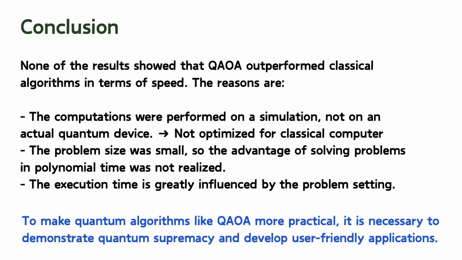In conclusion, the experimental results showed that the QAOA simulation could not outperform classical solvers. 3 reasons were identified for this. First, since QAOA was simulated on a classical computer, it couldn't leverage the advantages of solving NP-hard problems in polynomial time, which QAOA is known for. Consequently, algorithms like Gurobi optimized for classical computing perform better.